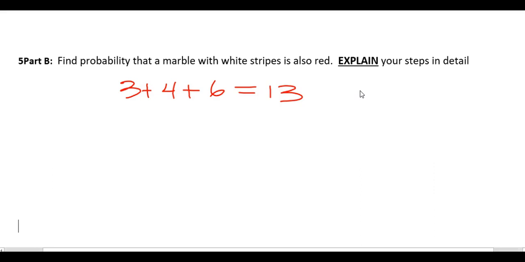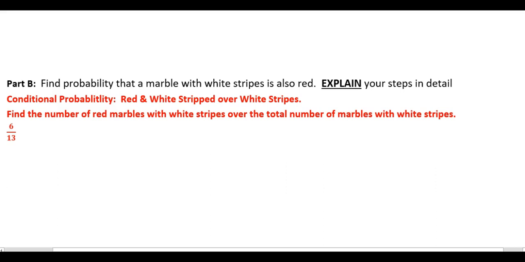And then it asks us how many were red of those marbles. So 6 of them were red. This one's pretty easy because it's just 6 over 13, because again, we were told that they had white stripes. So this is a conditional probability, because they had white stripes and 6 of the ones that had white stripes were red. So here again, let me go to my explanation. I said this was conditional probability, red and white striped over white stripes. Find the number of red marbles with white stripes. The white stripes is the conditional part, so that total goes on the bottom, and the number of the red ones that have white stripes goes on the top.